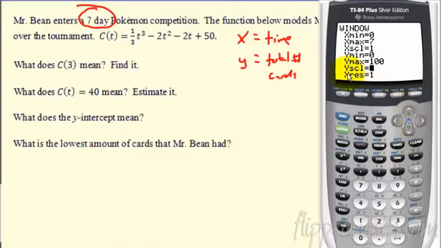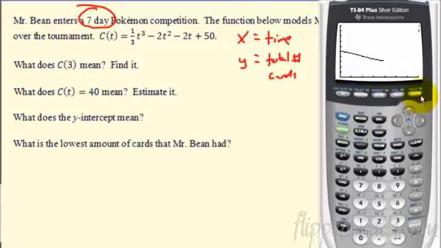What do I want to count by? What's my Y split? My Y split is I don't want to count by ones, like 0, 1, 2, 3, 4, 5, 6, 7, 8, 9, 10. That would take forever. That would be a bummer. I'm going to count by tens: 10, 20, 30. And don't mess with this. This is the resolution. We always leave it at 1. Don't even touch it. Now let's graph it.